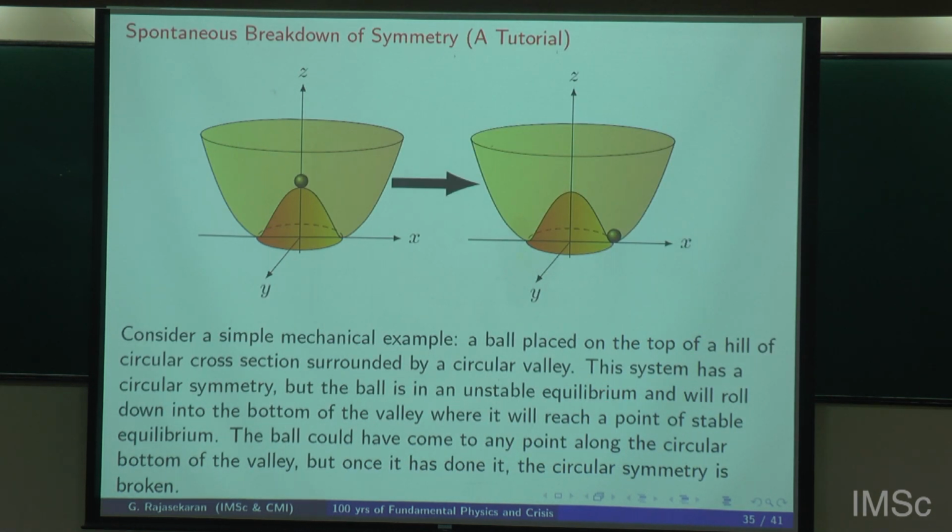So I put a ball on the top of the circular mountain. The whole thing has a circular symmetry now, a circular symmetry around the z-axis. But the ball is in an unstable equilibrium and will fall down into the bottom of the valley, where it will reach a point of stable equilibrium, as shown there. The ball could have come to any point along the circular bottom of the valley. But once it has done so, the circular symmetry is broken, as compared to here.